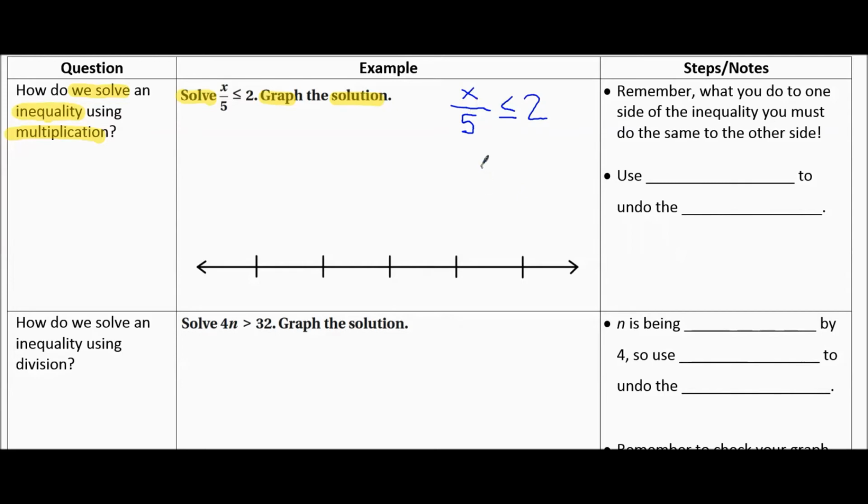I want to get x by itself, because when I get x by itself, then I'll know all of the values of x that make this inequality true, and I'll also be able to graph it, right? So how do I get x by itself? I have division here. So am I going to use the division property of inequality? No! What's the inverse of division? Multiplication. I'm going to do this in red so you guys can see it and it's really obvious.